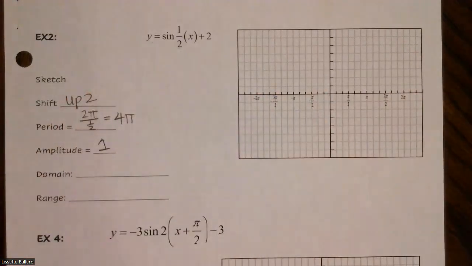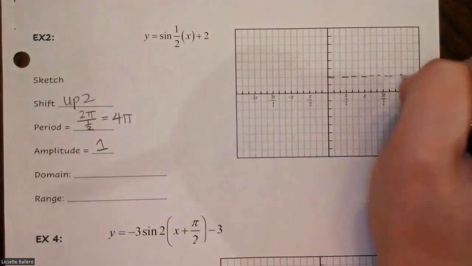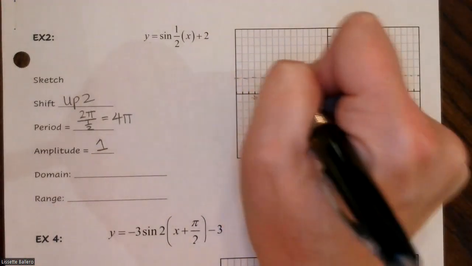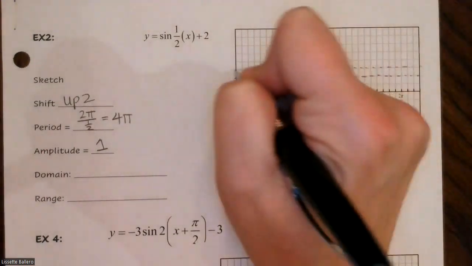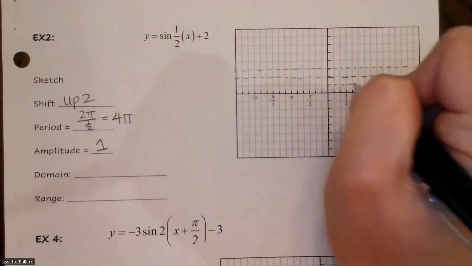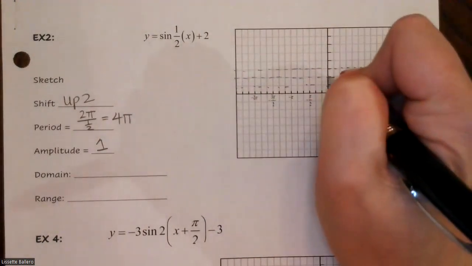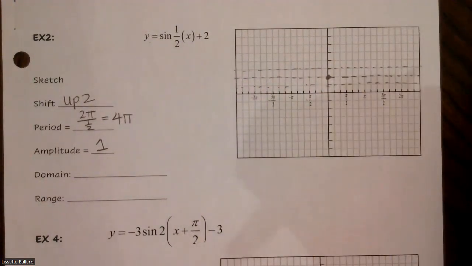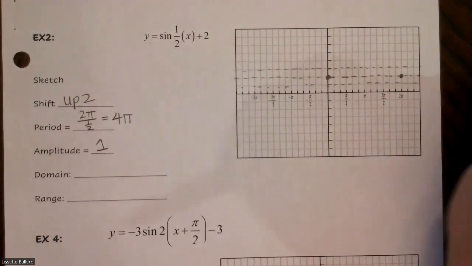My amplitude did not change. And so here we go. This went up 2. So I'm going to change my center to up 2. We're going to go up 1 for the amplitude and down 1 for the amplitude. My sine curve starts at the center. So I'm going to have a point right there. It has been stretched by 2 pi. So the next center point is going to be right here because our final one would be at 4 pi and it's way over here.